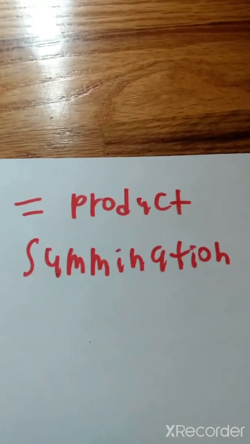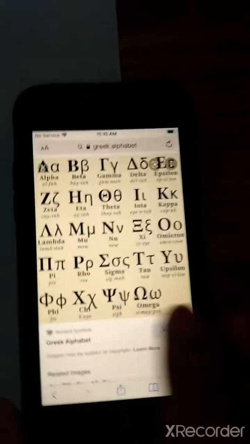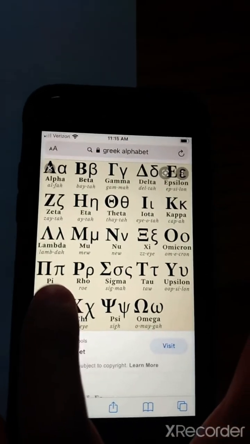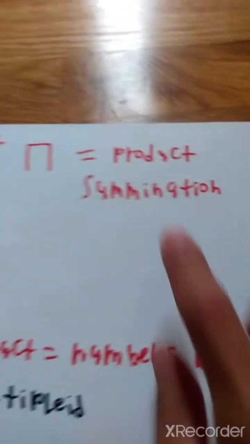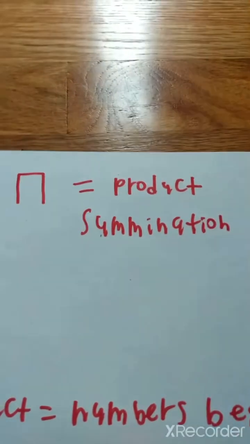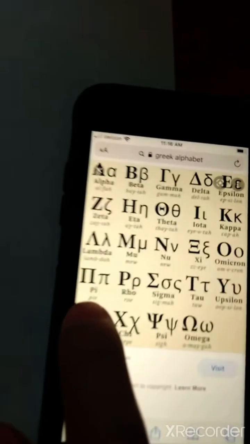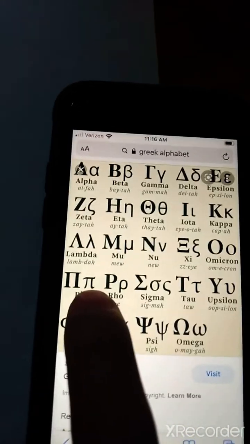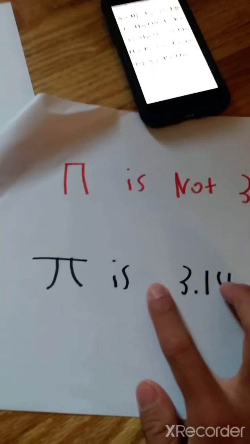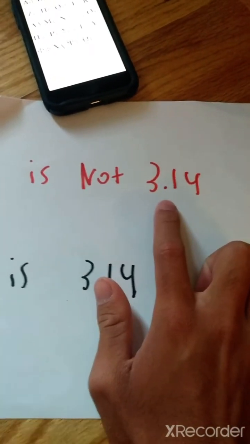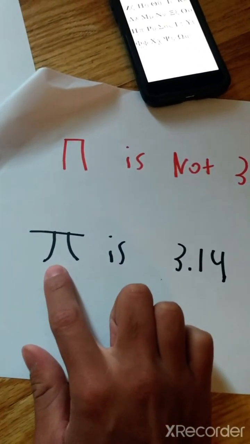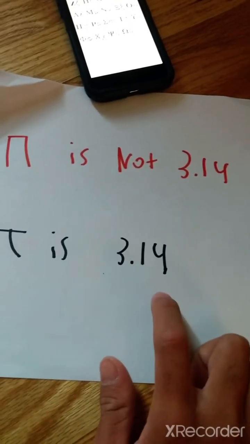And if you take a look at the Greek alphabet, you notice that pi looks like this symbol right here. The capital Pi represents the product of a summation. But there is one problem. The capital Pi can be confused with the lowercase pi, because the capital Pi is not 3.14. The lowercase pi is represented as 3.14.